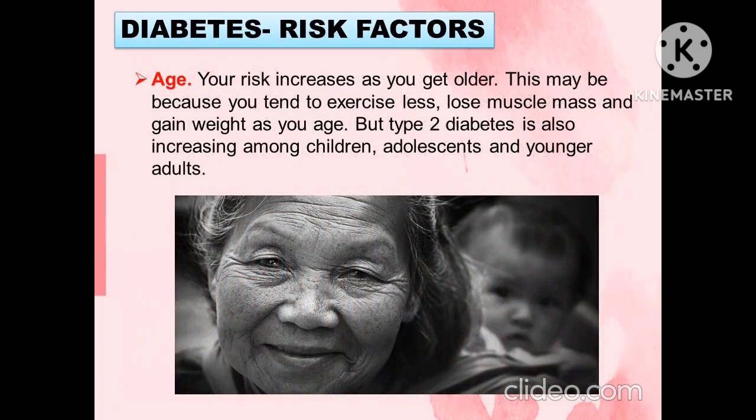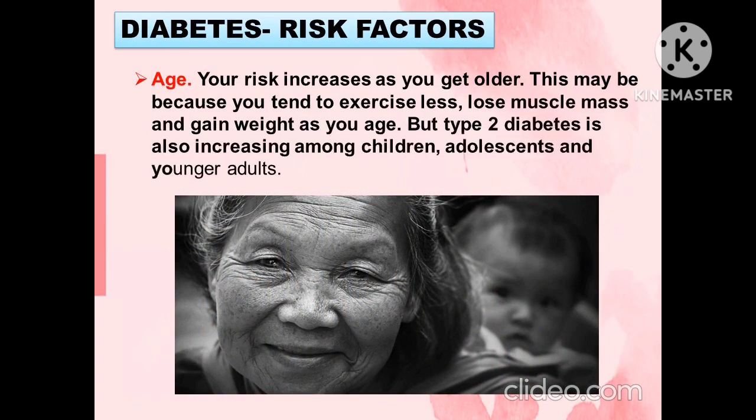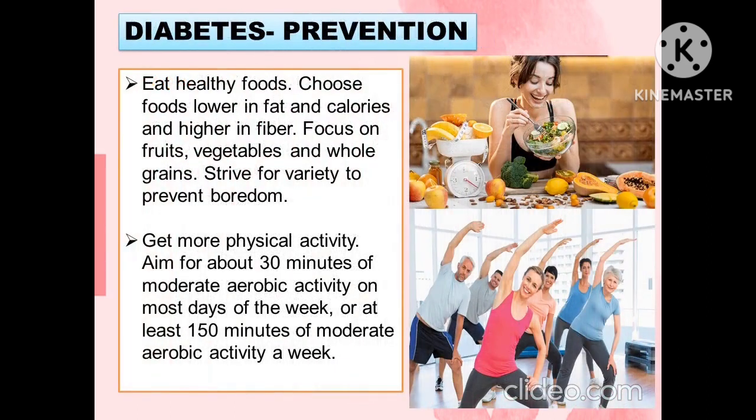Another risk factor of diabetes is your age. Your risk increases as you get older. This may be because you tend to exercise less, lose muscle mass, and gain weight as you age. But type 2 diabetes is also increasing among children, adolescents, and younger adults.